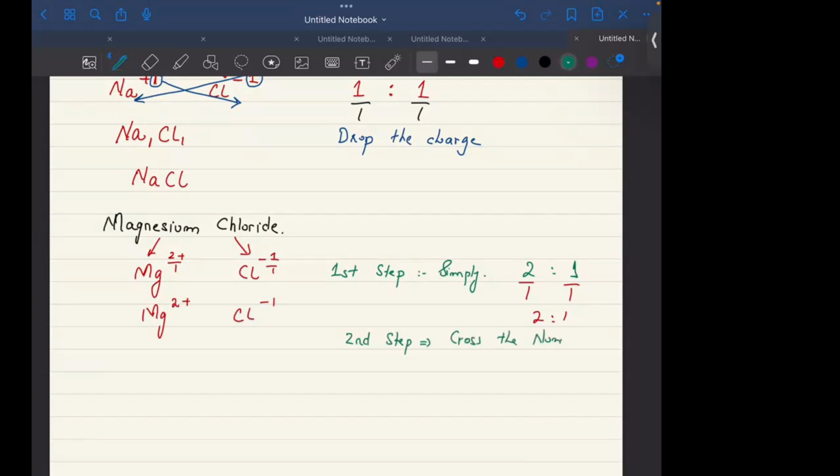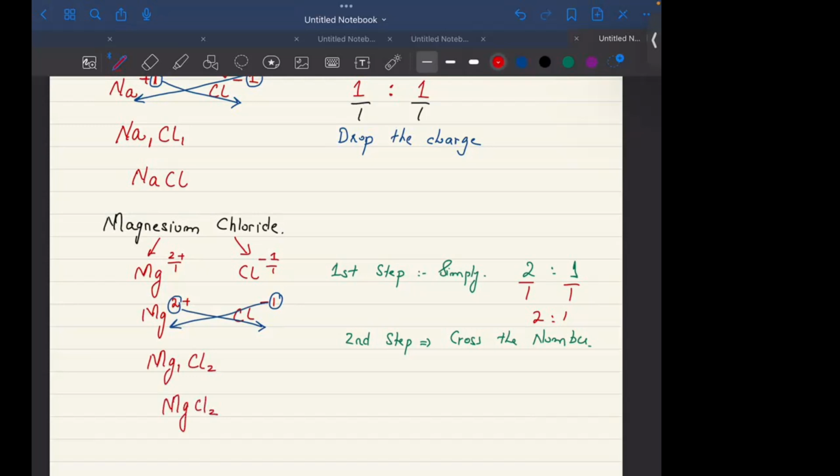And how do you cross the numbers? With magnesium you have 2. You just drop the sign, forget about the plus sign, and take 2 from magnesium to the bottom of chlorine, and 1 with chlorine to the bottom of magnesium. What will you get? With magnesium you will write 1 and with chlorine you will write 2. However, we do not write 1. If nothing is written, it means by default it is 1.